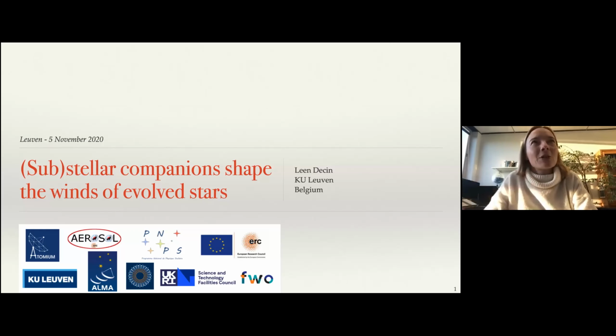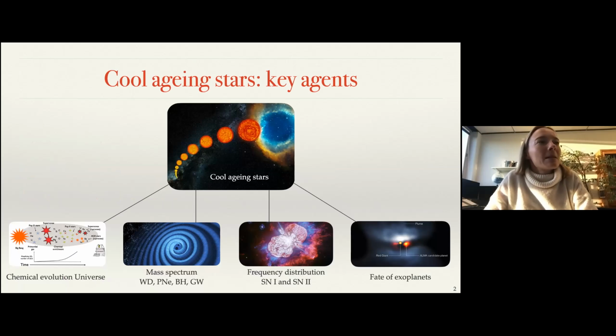The first part is really meant to get our master students and also people not from this field on board on the main question that we try to tackle with this research. With this research, we aim to understand a lot of phenomena, whether we are talking about the chemical enrichment of the universe, the mass spectrum of planetary nebulae, white dwarfs, or gravitational wave progenitors, the frequency distribution of the supernova type 1, type 2, or if you're talking about the fate of exoplanets.